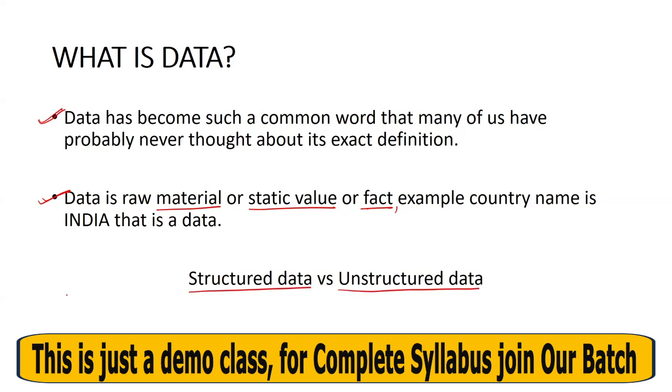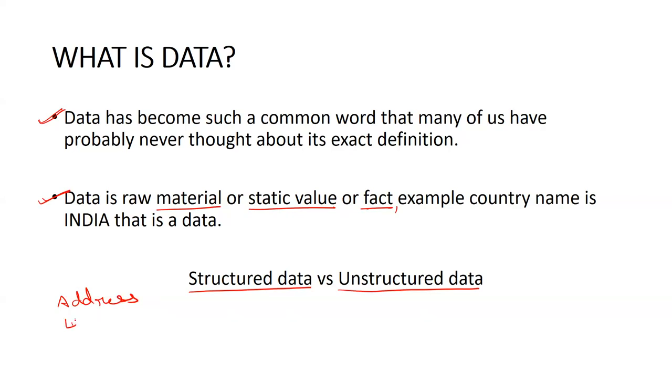Suppose, I'm taking an example, let's say I have an address in which there is line 1, line 2, city, state, zip, country.